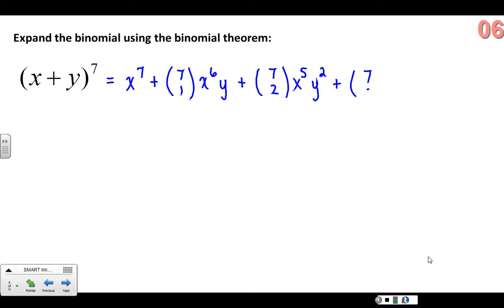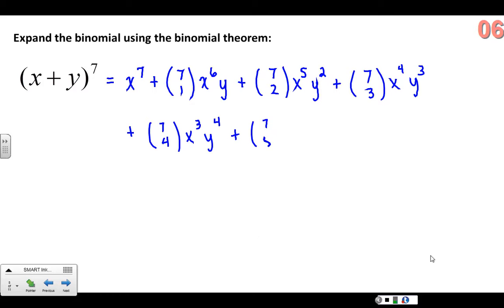Plus 7 choose 3, x to the 4th, y cubed. Plus 7 choose 4, x to the 3rd, y to the 4th. Notice my powers always add up to be 7 as well. 7 choose 5, x squared, y to the 5th. 7 choose 6, x to the 1st, y to the 6th, and then your last term is always plus y to the 7th.